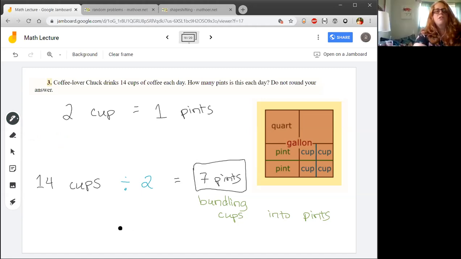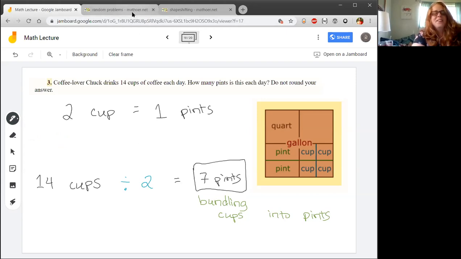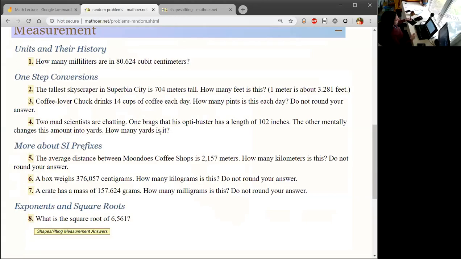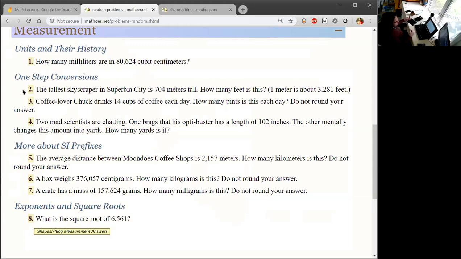Do you put "do not round your answer" on there just to be a trickster, or is it because it's random and it doesn't always work out even? Oh, okay. That's just because we're on the random problem page. I'm sorry if it confuses you. I didn't know if you were just trying to catch us up on something. This time it worked out, but often it doesn't.